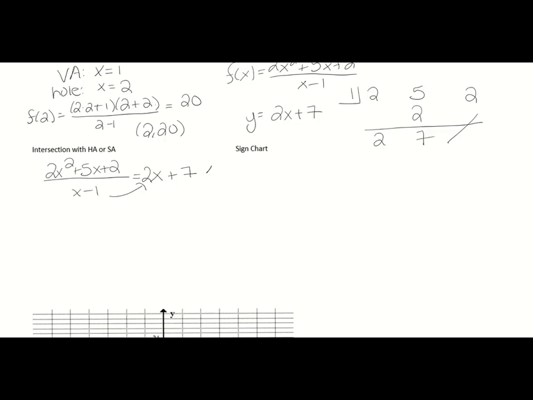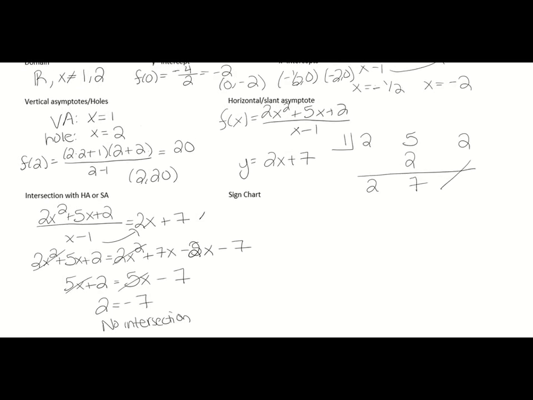Let's create our sign chart. So I need to take my x-intercepts, which I forgot what they were, negative 1/2 and negative 2.